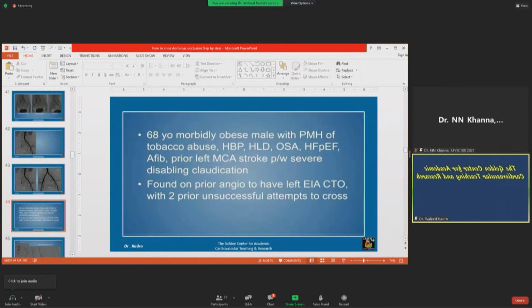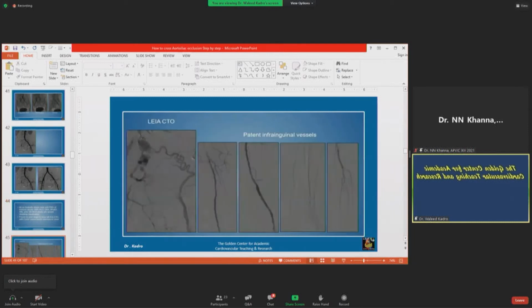Another case, this is a 60-year-old morbidly obese male with past medical history of tobacco abuse, high blood pressure, hyperlipidemia, and sleep apnea with diastolic heart failure, atrial fibrillation. He had a prior stroke with severe disabling claudication. Found on prior angiogram to have a left external iliac CTO with 2 prior unsuccessful attempts to cross.